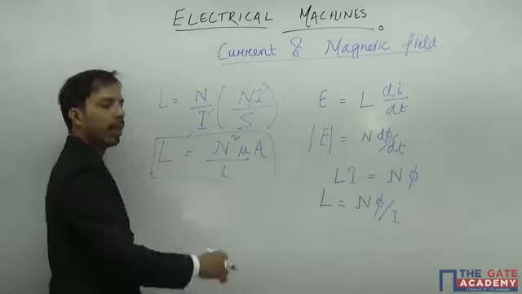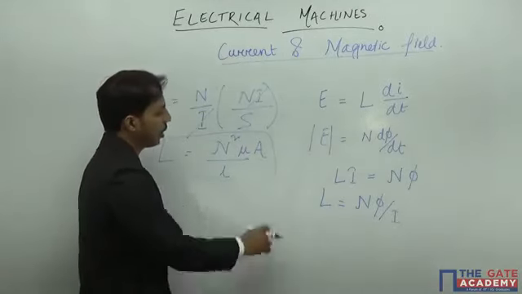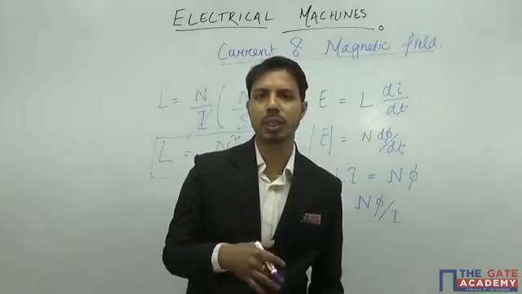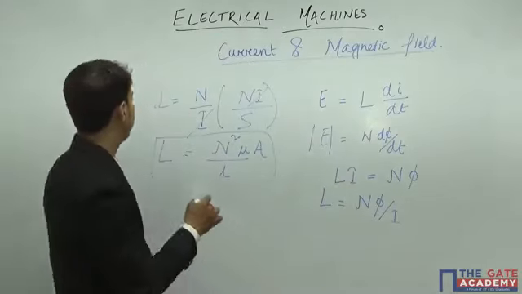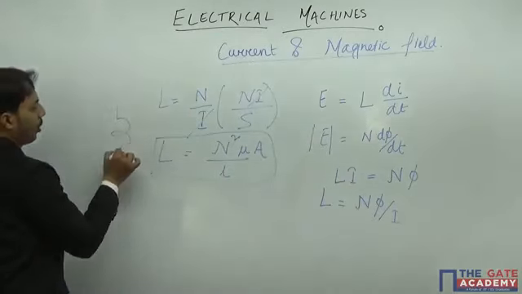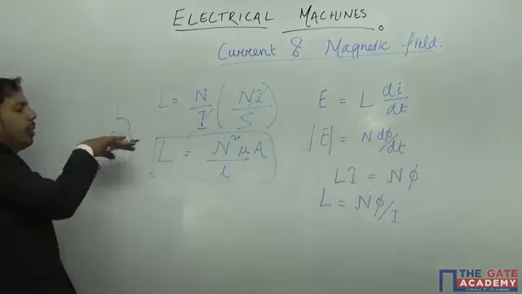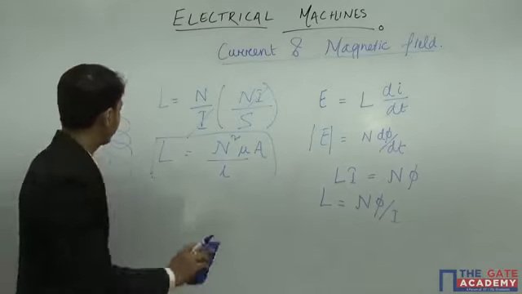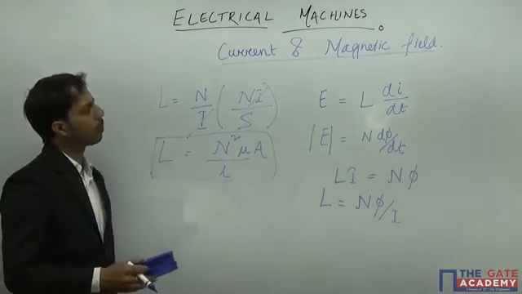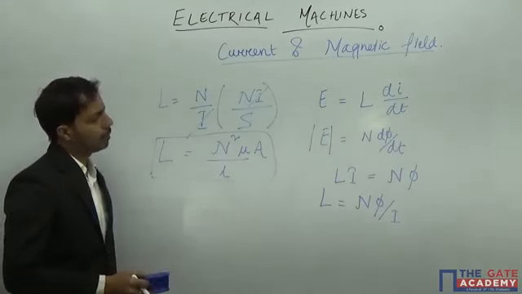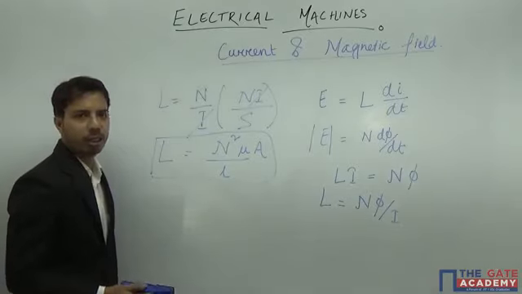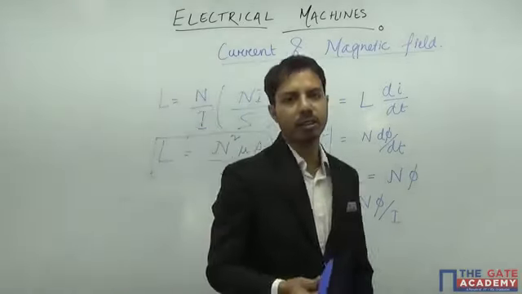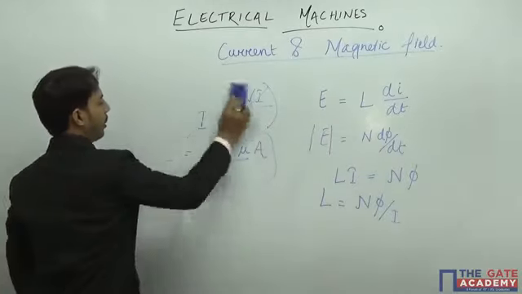And this L is the length of the solenoid or length of the conductor. A is the area through which the flux is flowing. Say this is my coil, so the area will be perpendicular to this particular coil. So this is the property of an inductor, and inductance is defined from this particular statement.